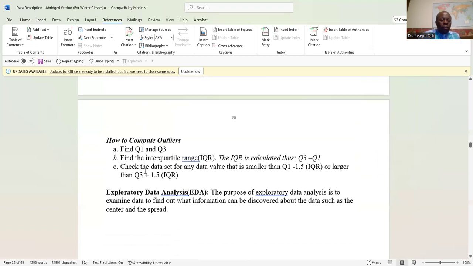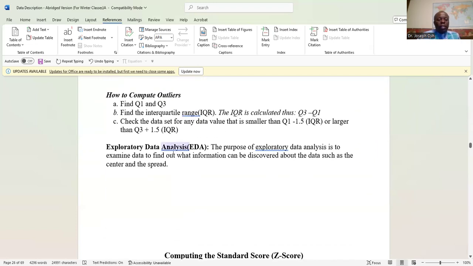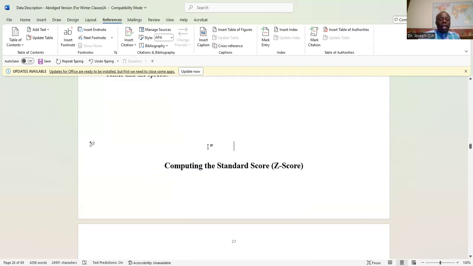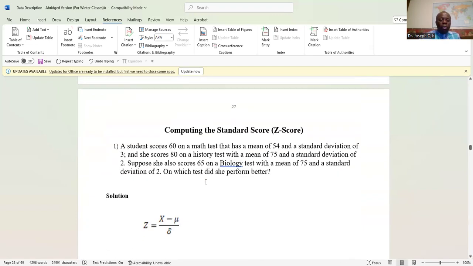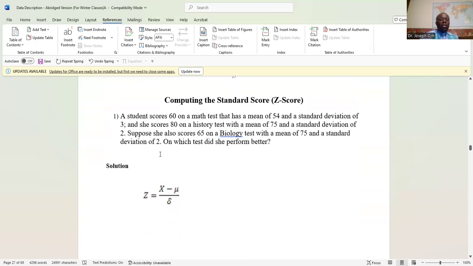Now, let us calculate some of this. I will be doing exploratory data analysis sometime, maybe next week. Let's start from there. Let's find the z-score first. Z-score is the easiest to calculate. Look at this question here. It says a student scores 60 on a math test that has a mean of 54 and a standard deviation of 3. She then scored 80 on a history test with a mean of 75 and a standard deviation of 2. Suppose she also scores 65 on a biology test with a mean of 75 and a standard deviation of 2. Which test did she perform better in?